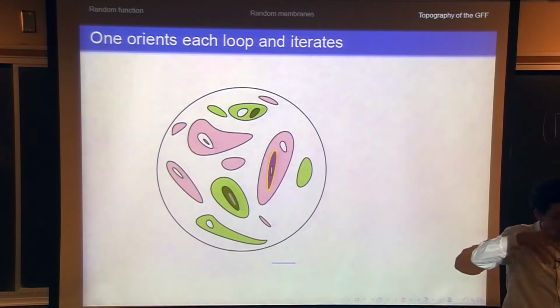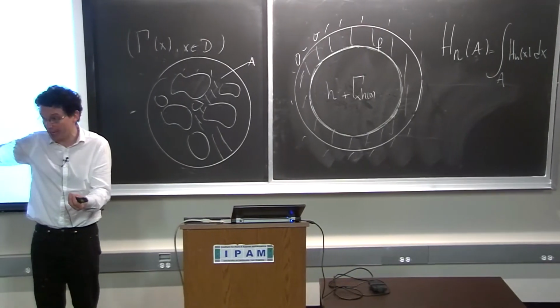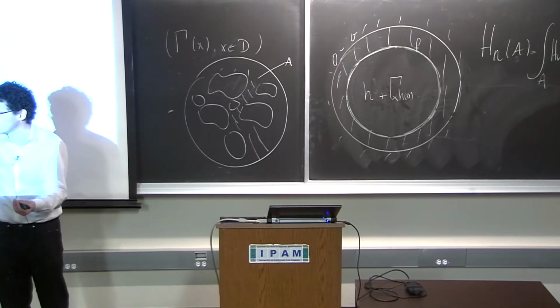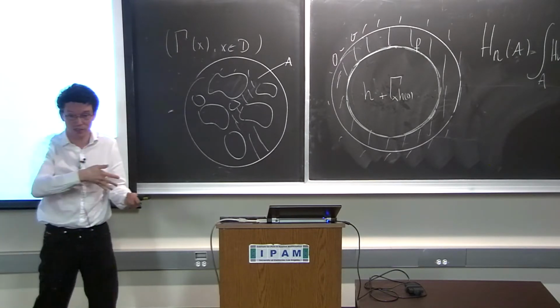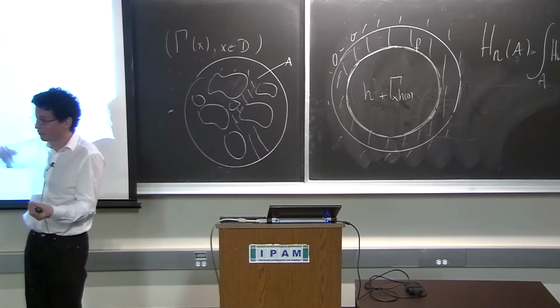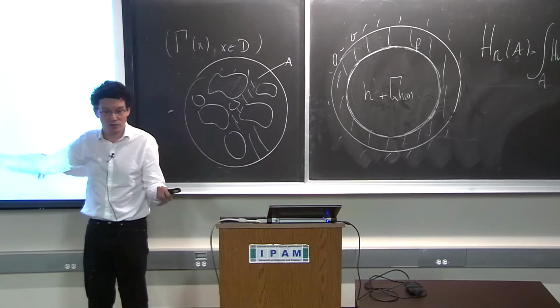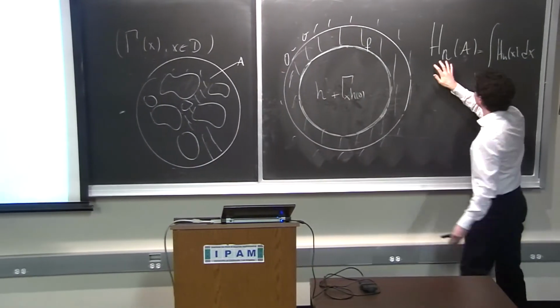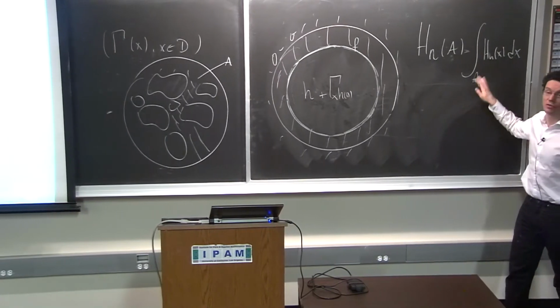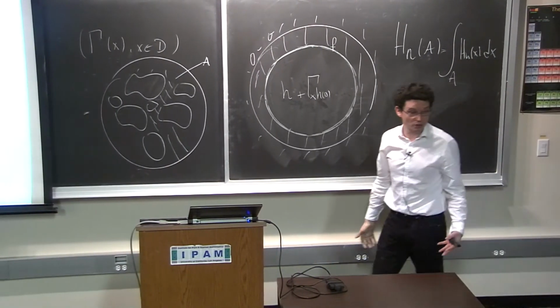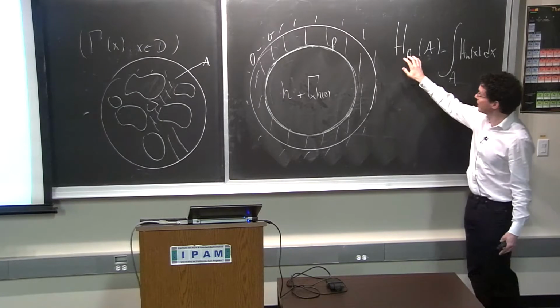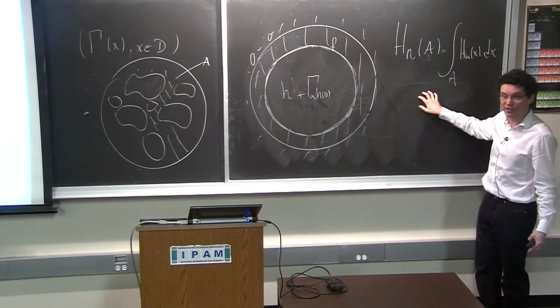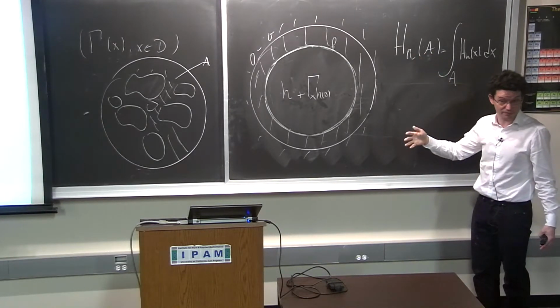So Hn of x, when n goes to infinity with x fixed, doesn't converge. A sum of IID coin tosses doesn't converge. However, Hn of A converges. So of course, now you can guess what it converges to. The family of all these random variables Hn of A, when n goes to infinity, converges to the Gaussian free field itself.